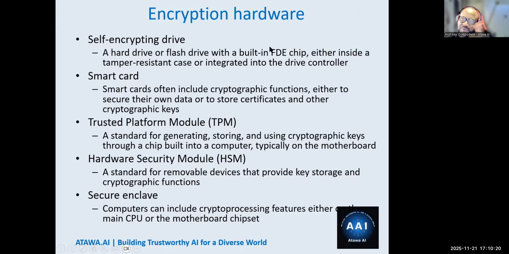There are different hardware options for encryption. You have the self-encrypting drive, like smart cards, and TPM chips, which are now required on most systems to even run Windows 11. You also have hardware security modules, which are removable devices that provide key exchange and cryptographic functions. And then secure enclaves: computers can include some crypto processing features either in the main CPU or in the motherboard chipset.